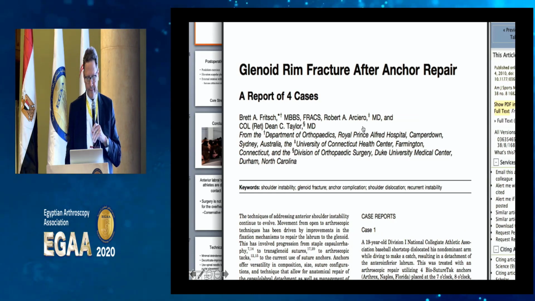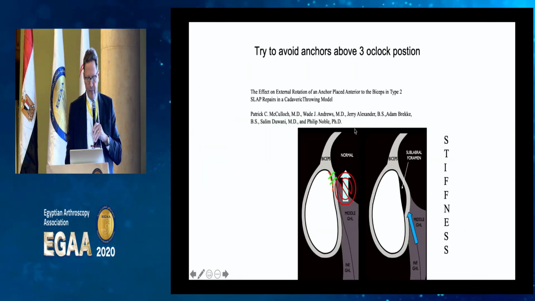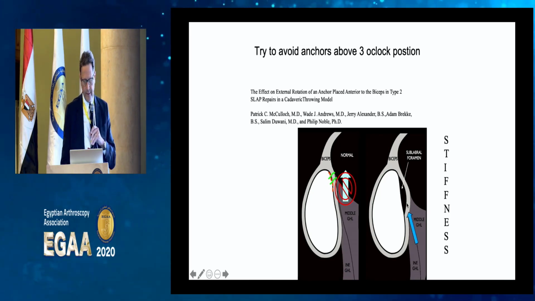Okay, a couple papers here. And as I mentioned before, be careful with repair in this area because the patient will be stiff. So I will repair here, but at the 3 o'clock position, I'm careful not to go above that unless I have a detachment of the labrum.